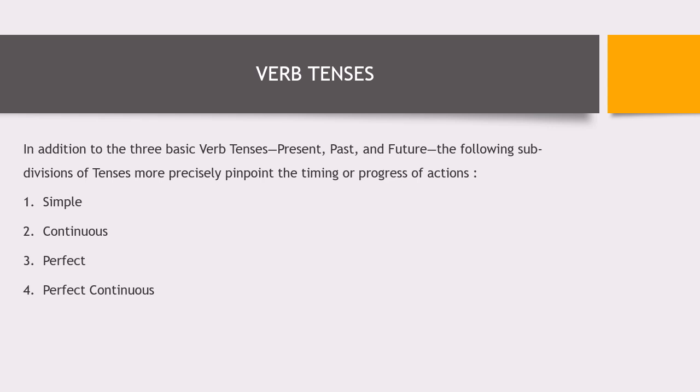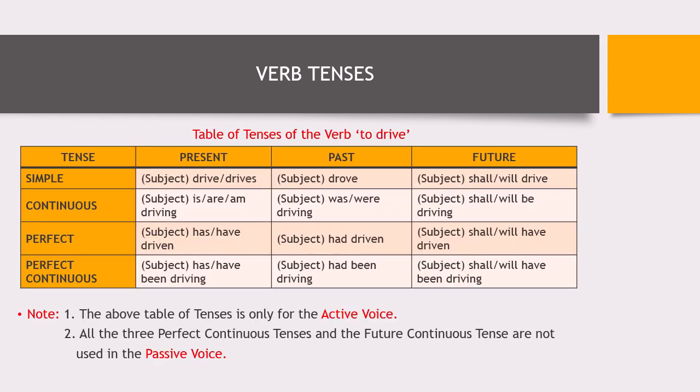Verb tenses. In addition to the three basic verb tenses, present, past, and future, the following subdivisions of tenses more precisely pinpoint the timing or progress of actions. 1. Simple. 2. Continuous. 3. Perfect. 4. Perfect continuous.